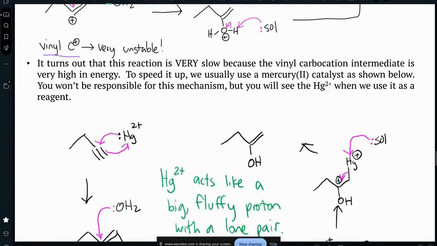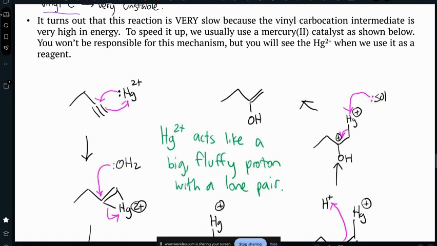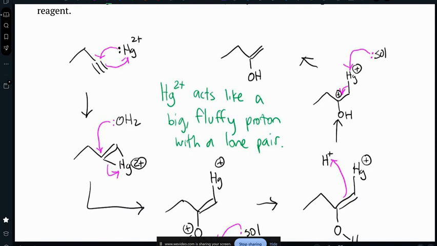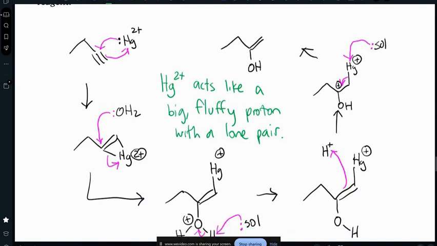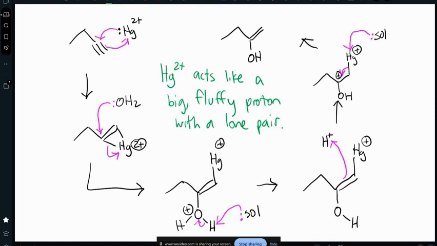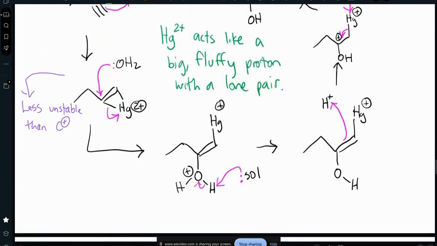We're going to add a mercury 2 plus catalyst. We've seen mercury 2 plus before with oxymercuration reduction. So in this reaction, the mercury is going to play a similar role. It's going to start by forming a mercurinium ion. Remember, a mercurinium ion is less unstable than a carbocation. We then are going to attack with water, same way, and deprotonate.